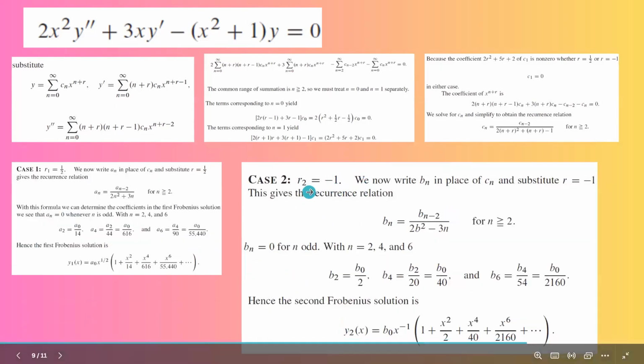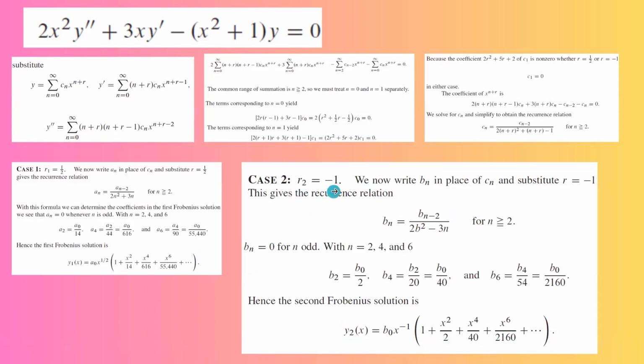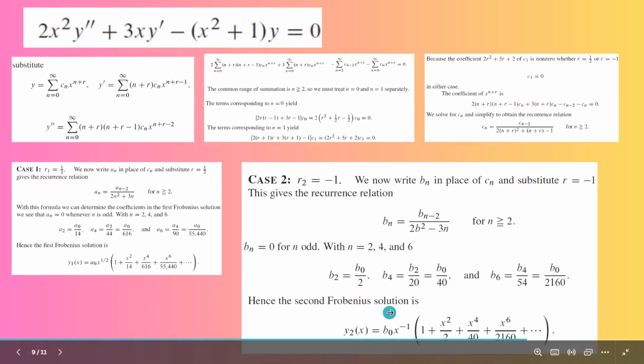Now for the second power series solution, you're going to use r equals negative 2. You can use, for example, b sub n in place of c sub n. And then b sub n is equal to b sub n minus 2 divided by 2n squared minus 3n. b sub n is equal to 0 for odd n values. And when n is equal to 2, 4, 6, and so on, you get b2 equals b sub 0 divided by 2, b4 equals b2 divided by 20, and so on. So this is your second power series solution.